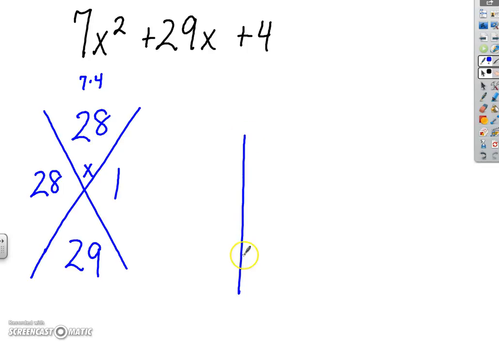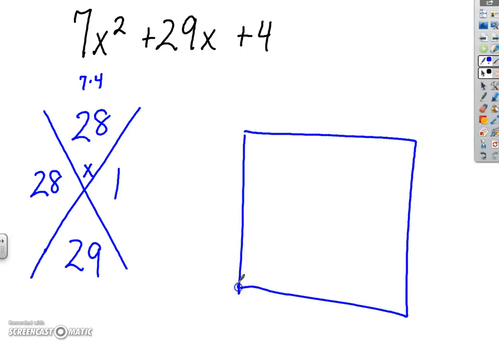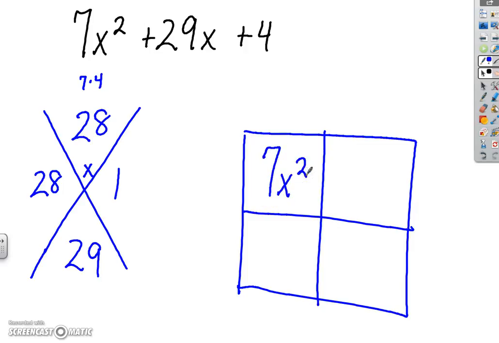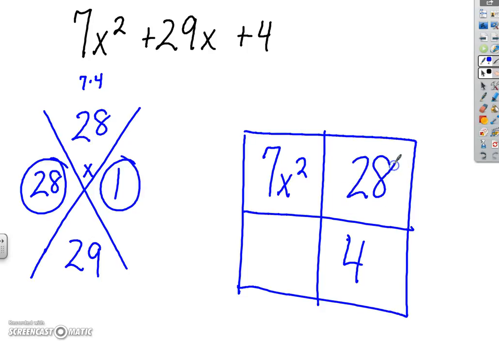So let's put our box in our box. First term goes in here, 7x squared. Last term goes in the last box. So 4 goes in the last one. And my two factors over here go here, 28x and 1x. Notice 28x and 1x comes up here and gives me my b up here. So all we're doing is just rewriting this.